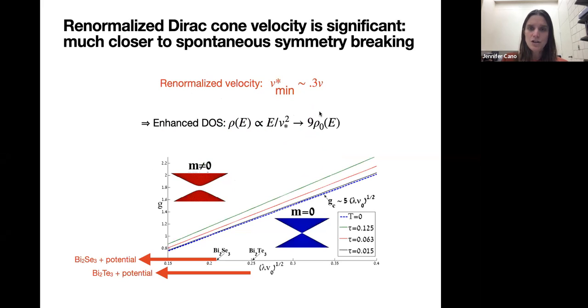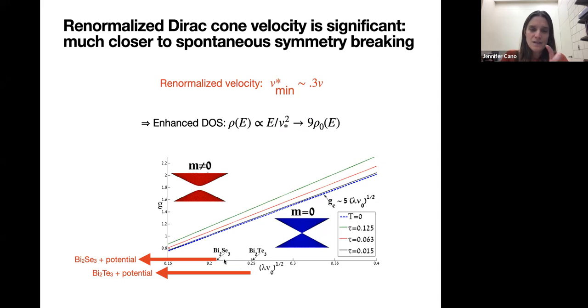And so the next question is, is this Dirac cone renormalization actually significant? If we go back to the previous plot that I showed from Adi Stern's work, remember the x-axis is a function of two things. Lambda is hexagonal warping and V0 is the Dirac cone velocity. What we've shown is that the superlattice potential can change the Dirac cone velocity down to roughly 1/3 of its value.